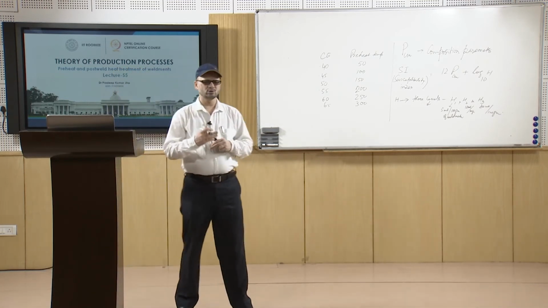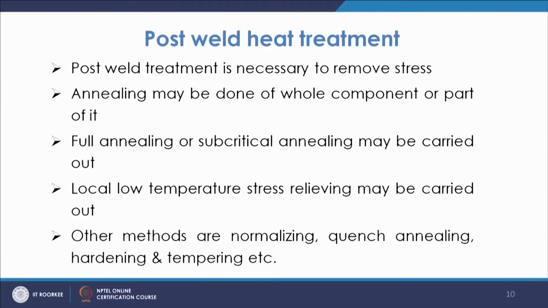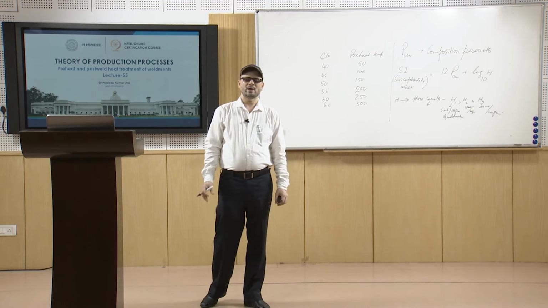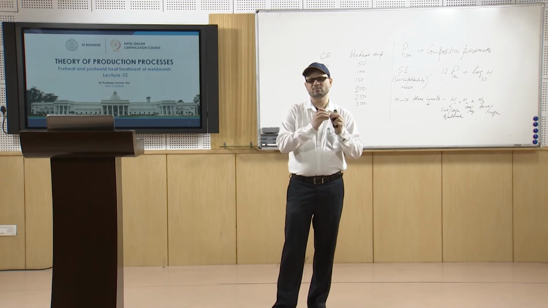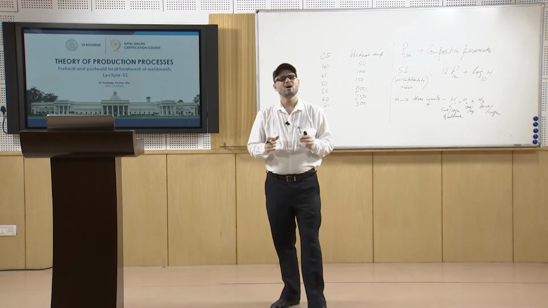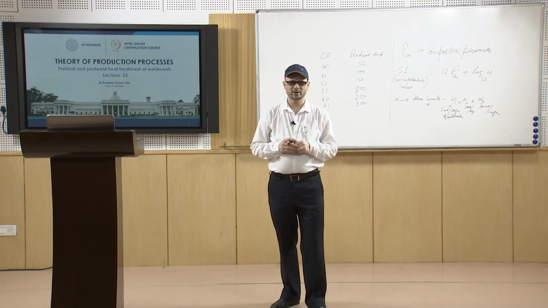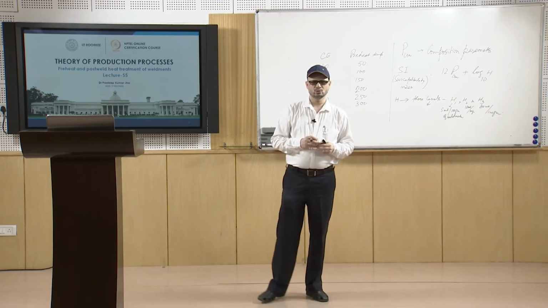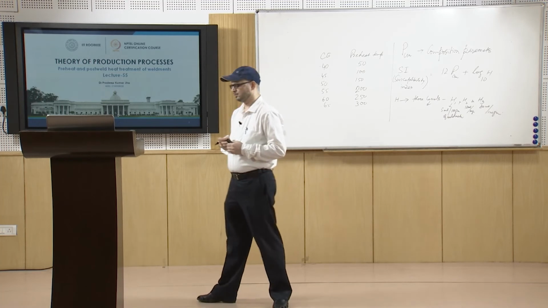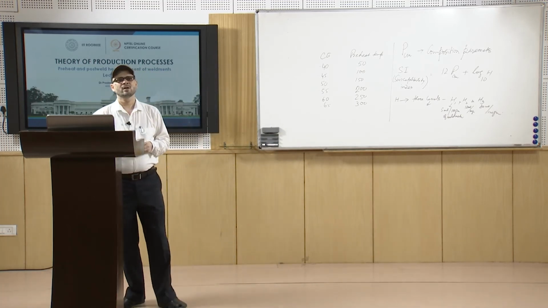Similar to preheat, there is also a requirement for post weld heat treatment, which is normally required for removing the stresses. Annealing is the best way to go for post weld heat treatment. Annealing can be done either only for the welded part of the weldment, or for the whole component. Annealing may also be done as full annealing or subcritical annealing, depending upon the requirement.